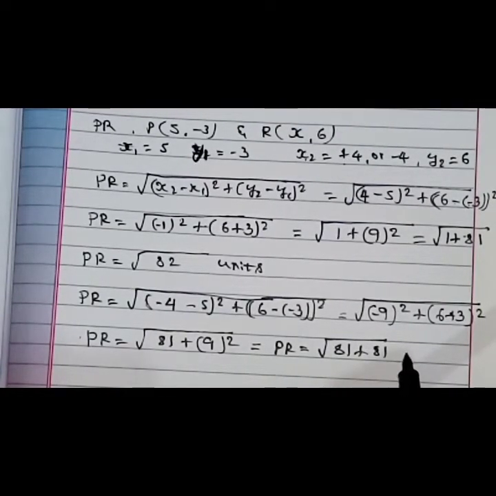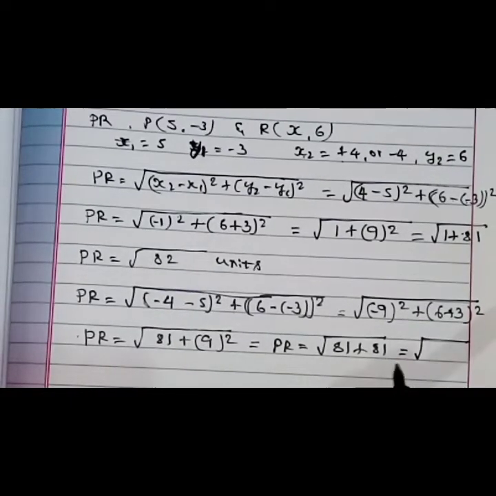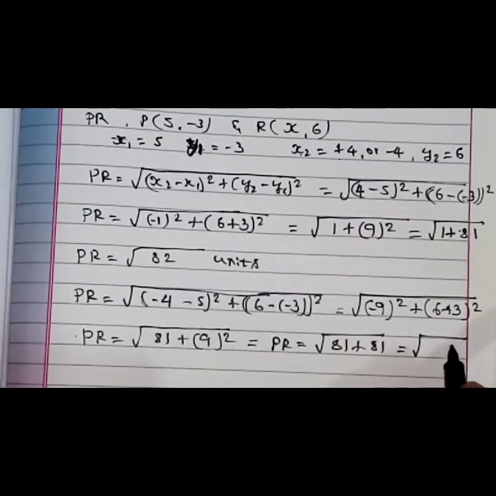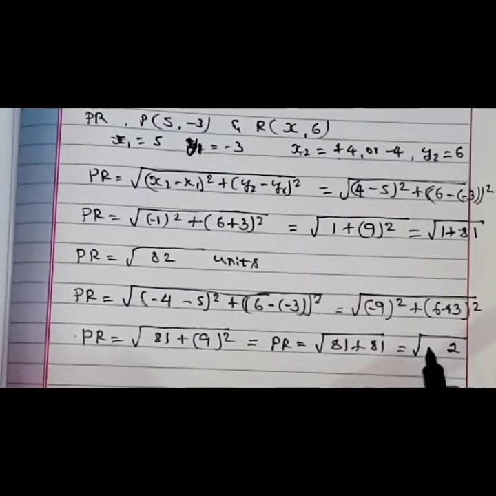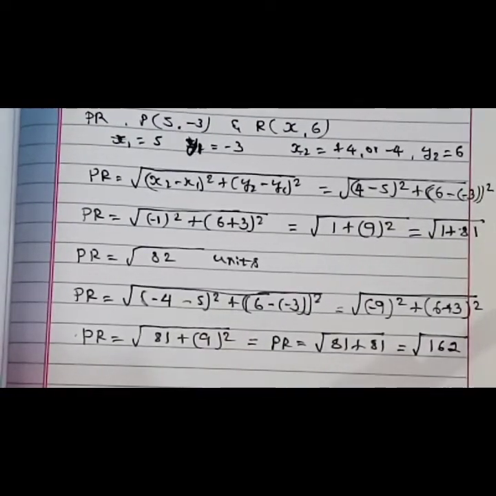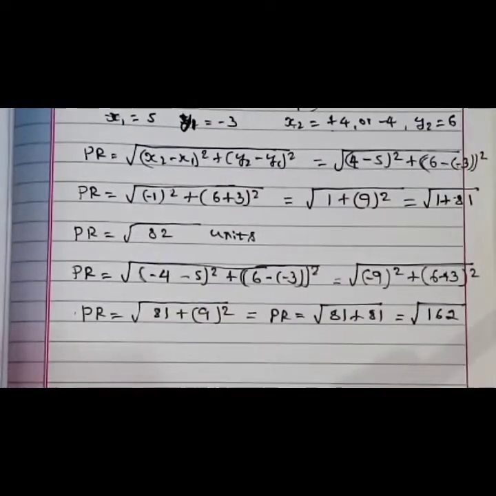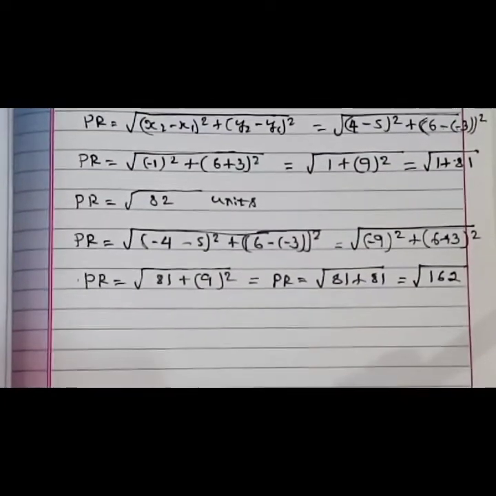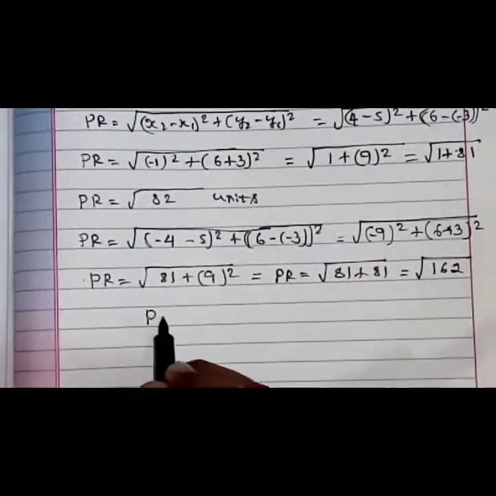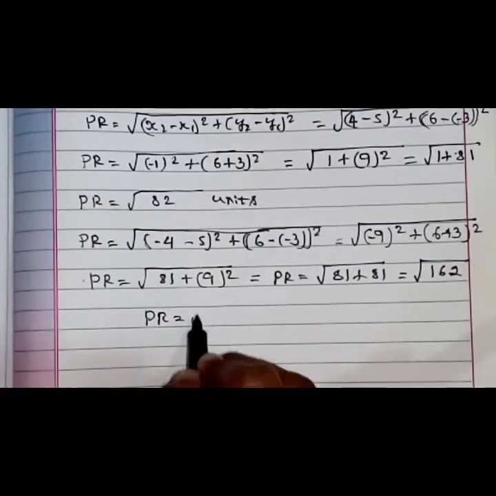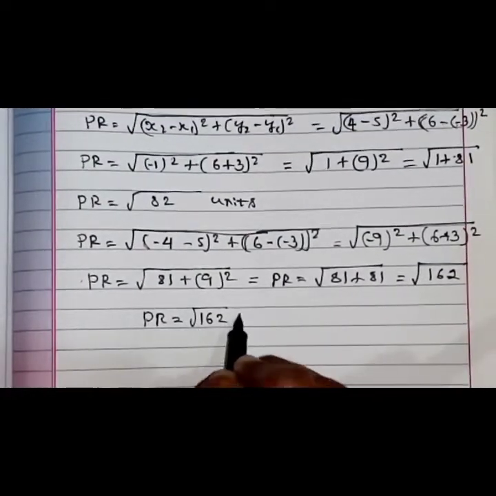Right, children? That's equal to, add it, children. So PR is equal to, 1 plus 1 is 2, 8 plus 8 is 16, so it's root 162 units. So what is the distance between PR? The distance between PR is equal to root 162 units.